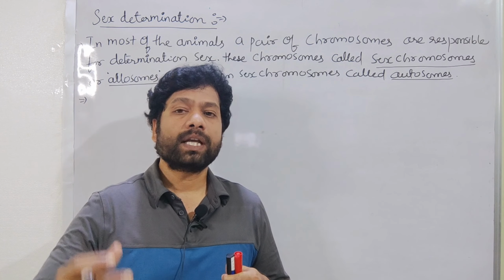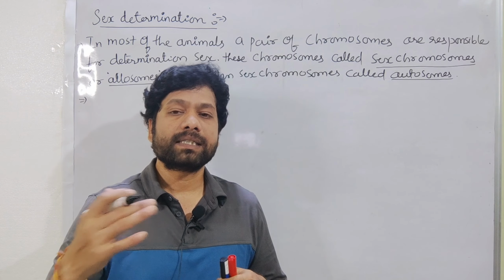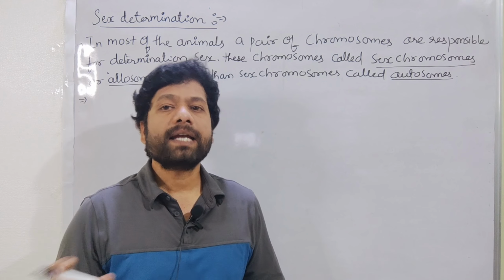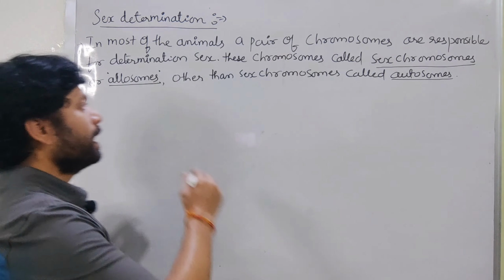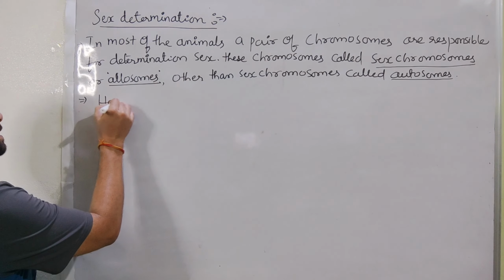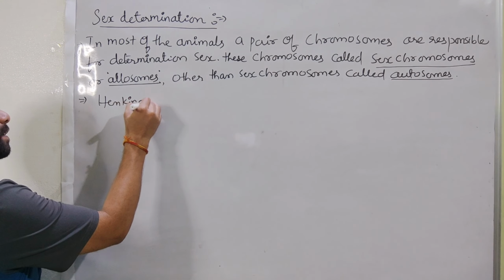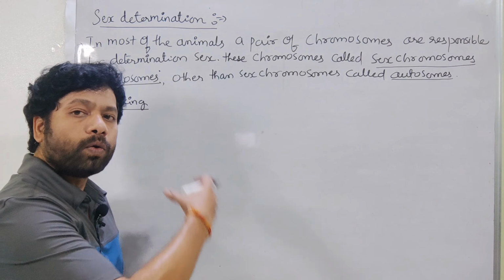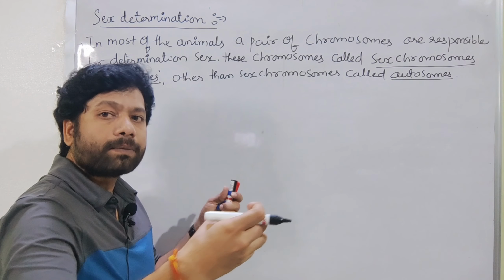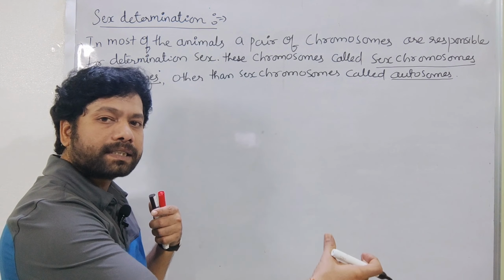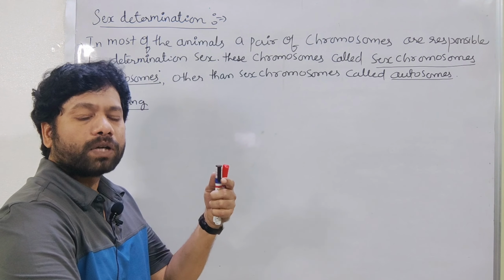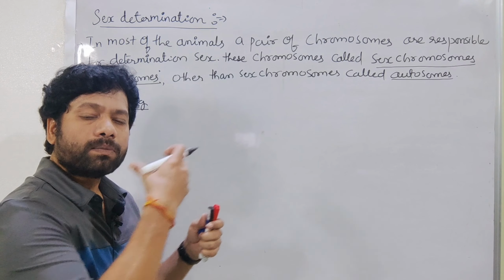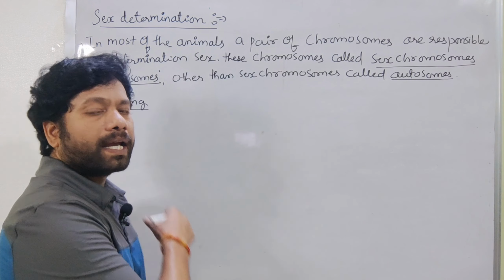After Henking, many scientists did experiments and finally concluded that this X body is the X chromosome. So by the experiment of Henking, it is now identified and distinctly separated what is a sex chromosome, that is allosomes, and what is autosomes.